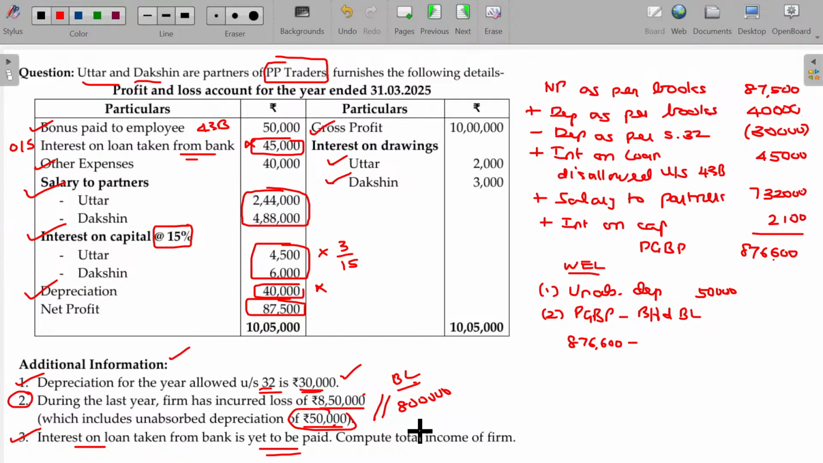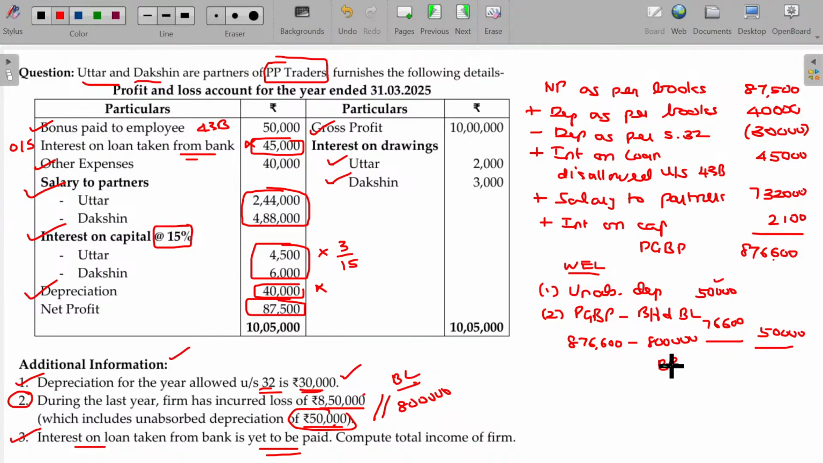From the previous year, we brought forward around 8.5 lakhs. Out of 8.5 lakhs, 50,000 related to the unabsorbed depreciation, balance will be the regular business loss. So from this 8,76,600, you have to subtract this 8 lakhs. Then ultimate value here being 76,600. Between these two, whichever is lower can be deductible. This value is called book profit. Clear?